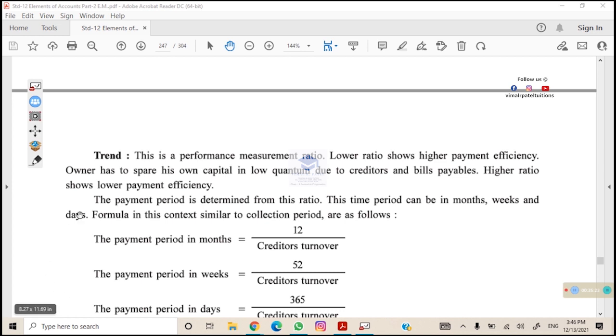So owner has to spare his own capital. Whenever you are making payment speedily, but you are not able to collect the money, it will create liquidity crisis. And whenever you are not making payment on time, it will deteriorate your prestige or creditability in market.